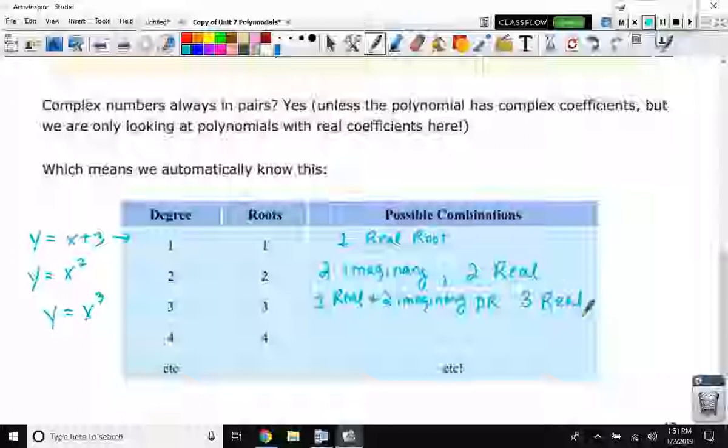In other words, it could cross the axis 3 times, right? Or it could cross once and then something else going on with imaginaries. Okay, can I have 3 imaginaries? Nope, because they got to come in pairs, so that's out. What about 4th degree? How many solutions? 4 solutions. So what are my possibilities?